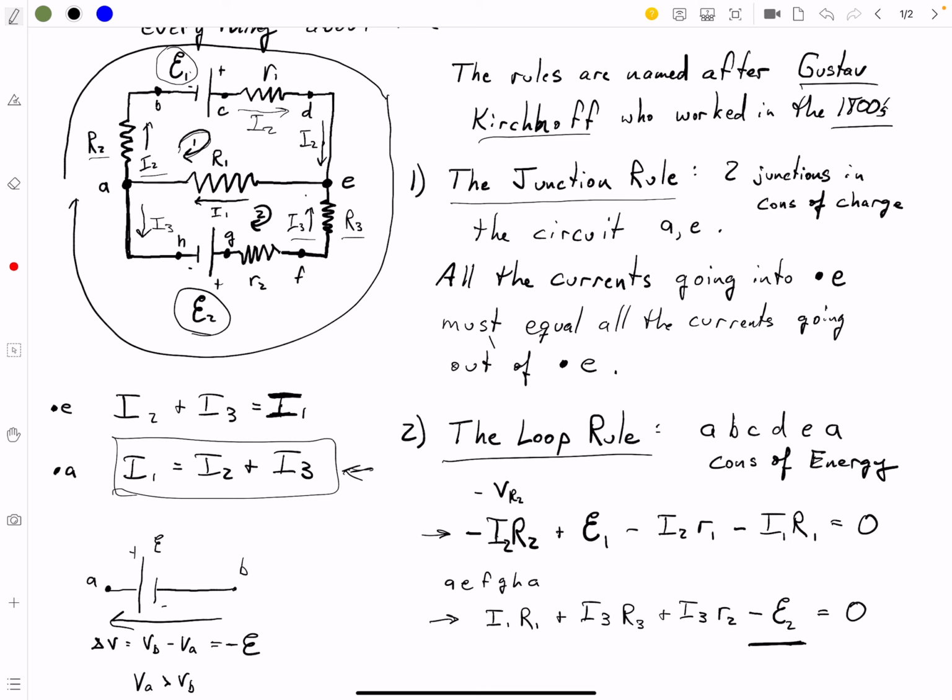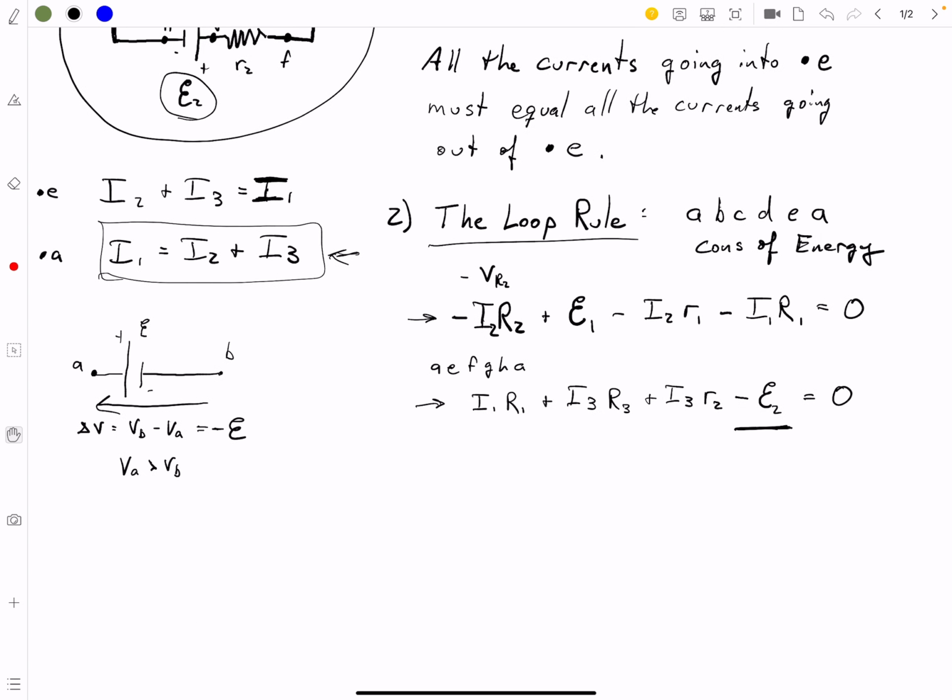So we would start at A, we would go all the way around back to A. Let's see what that gives us for an equation. So this is loop 1, loop 2, and here's loop 3. All right, so the first thing is loop 1 is going to take us all the way around the same way.